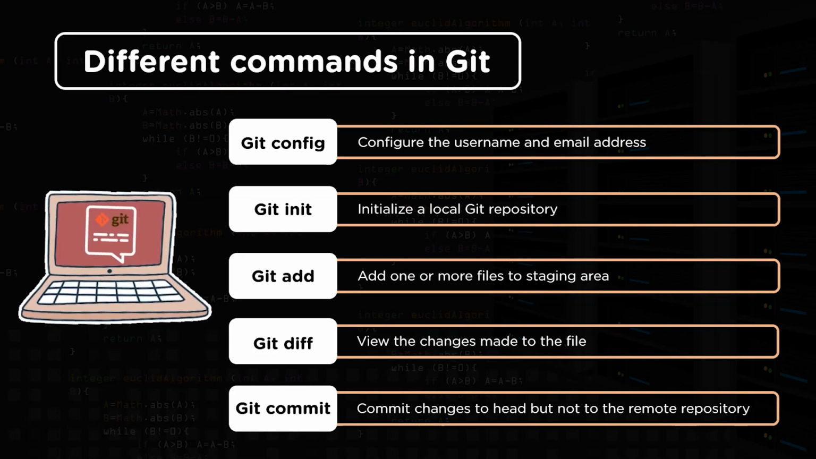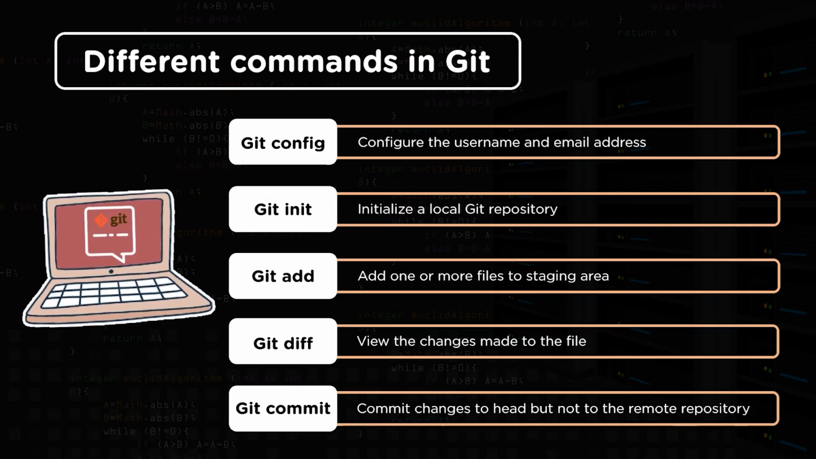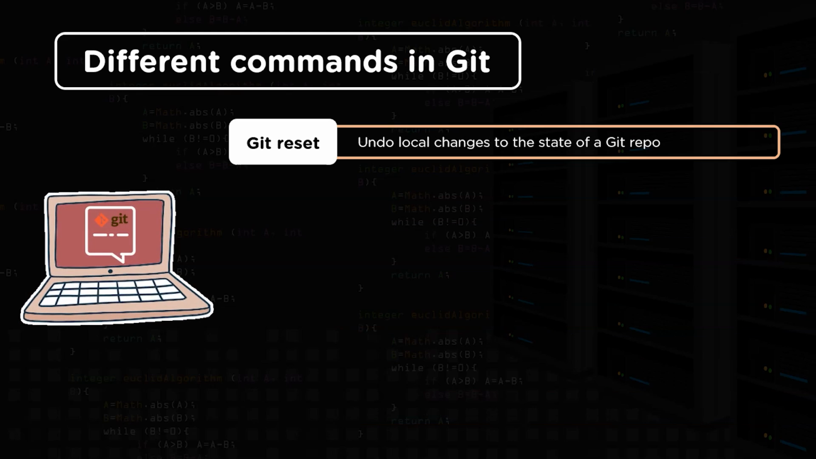Fifth command we have is the git commit command. This helps in committing all the work we have done in terms of files we have got, in terms of changes we have made, and everything will be committed with this single command. Next command is the git reset command. This command helps in undoing the local changes made to the state of a Git repo.